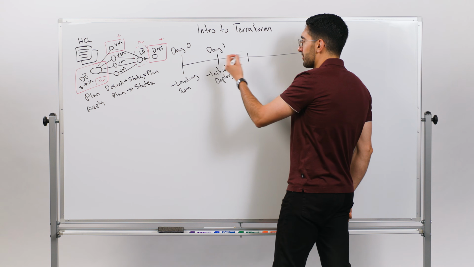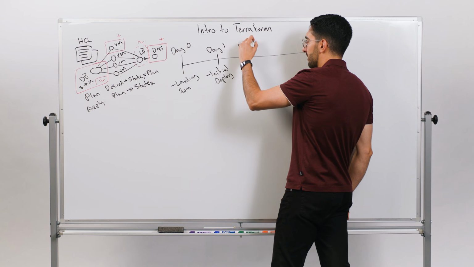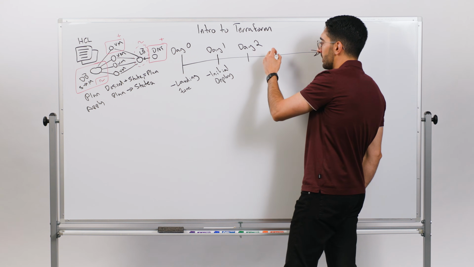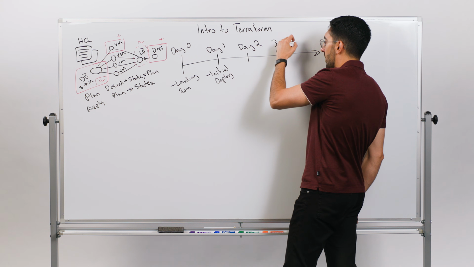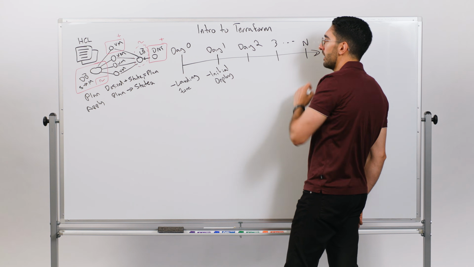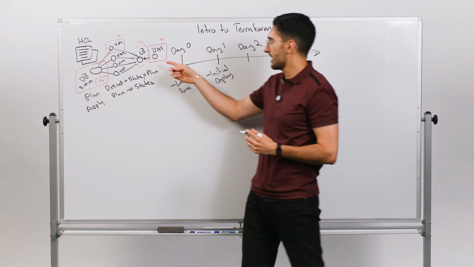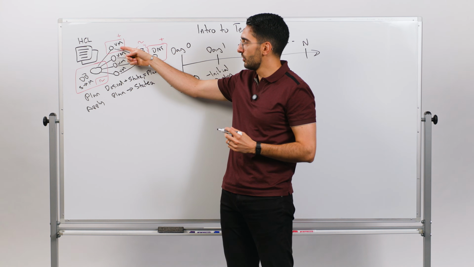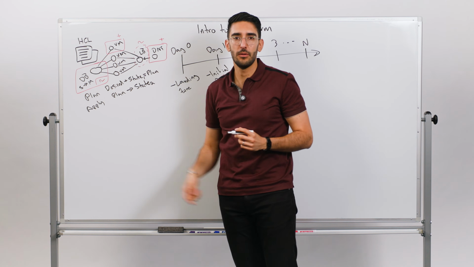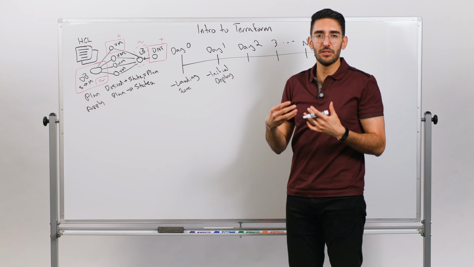And then infrastructure tends to live for a very long time, as long as your applications. So this is when you get to day 2, day 3, and beyond, right? All the way to day N. So day 2 might be when you came in and you said, actually, I'm going to add my DNS. I'm going to add a new virtual machine. I need to upscale my database. And this happens kind of forever.